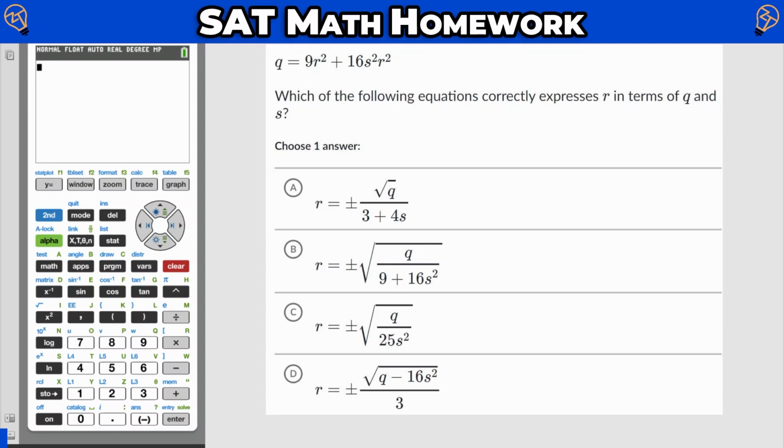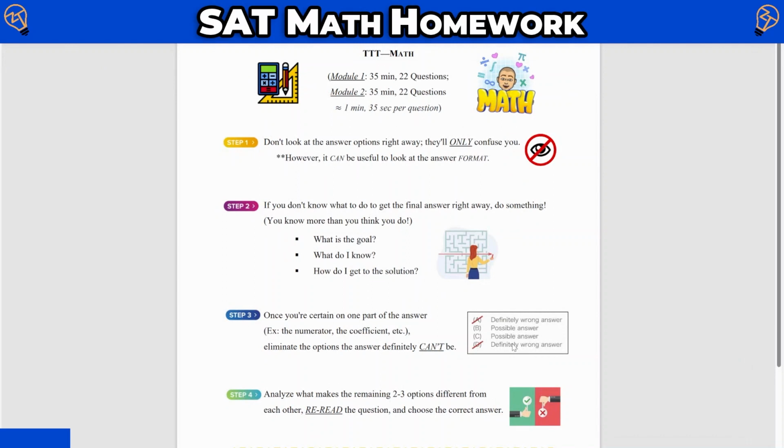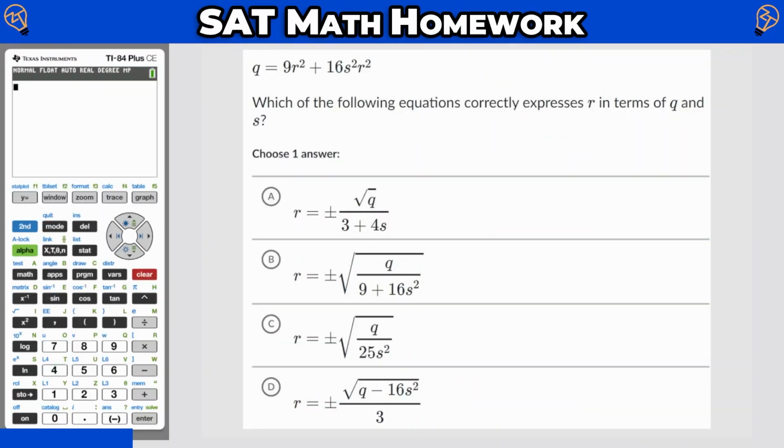So this is a great example of where all that matters is, regardless of what Q, R, S represent, whenever you have a function, particularly one with multiple variables, it can be very useful to look at the answer format. So remember, we don't look at the answer options to try to get the answer right away. SAT questions are going to be too complicated for that. However, looking at the answer format can enable you to see that we're just trying to get R by itself.